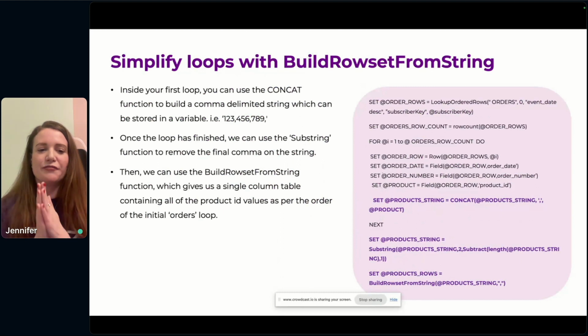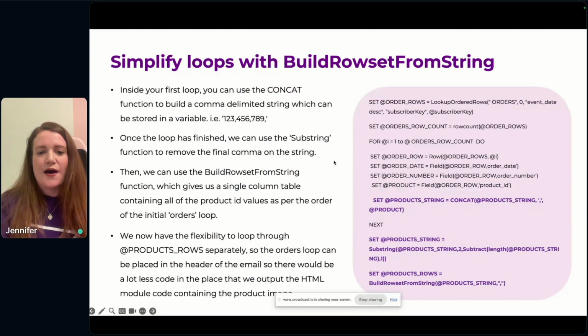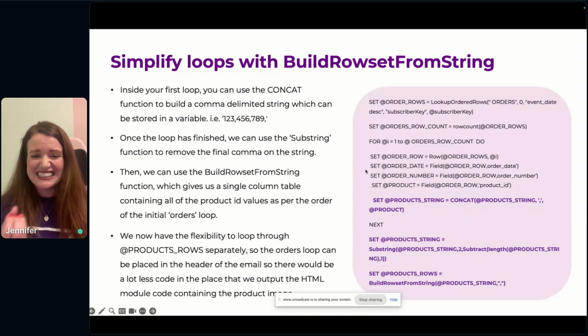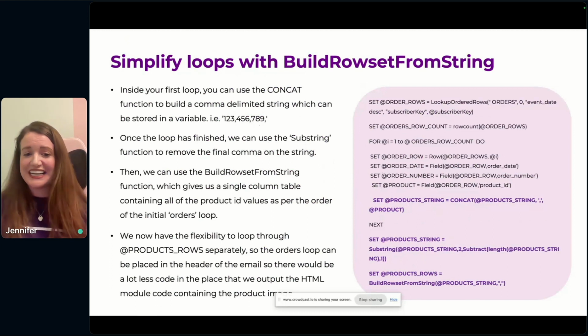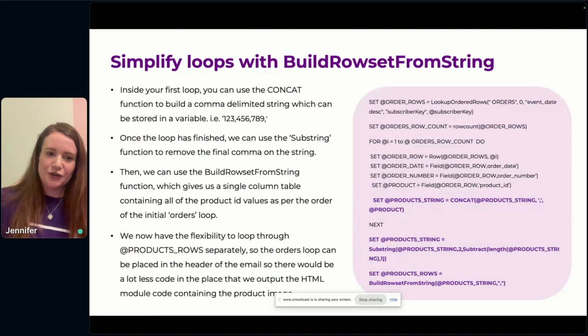So you've just got a very simple one column table. In the first row, you'd have 1, 2, 3. In the second row, you'd have 4, 5, 6. In the third row, you'd have 7, 8, 9. And what that does is it actually gives us the flexibility to loop through product rows completely separately. So your orders loop, your first loop, can actually be placed in the header of the email, maybe even at the top if you don't have to actually output code from that loop.